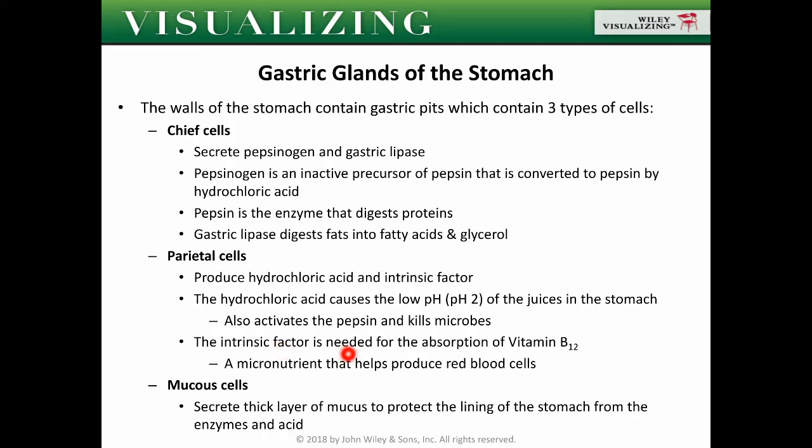The intrinsic factor is needed for the absorption of vitamin B12, a micronutrient that helps produce red blood cells. And then we have the mucous cells that secrete a thick layer of mucus to protect the lining of the stomach from the enzyme and acid.